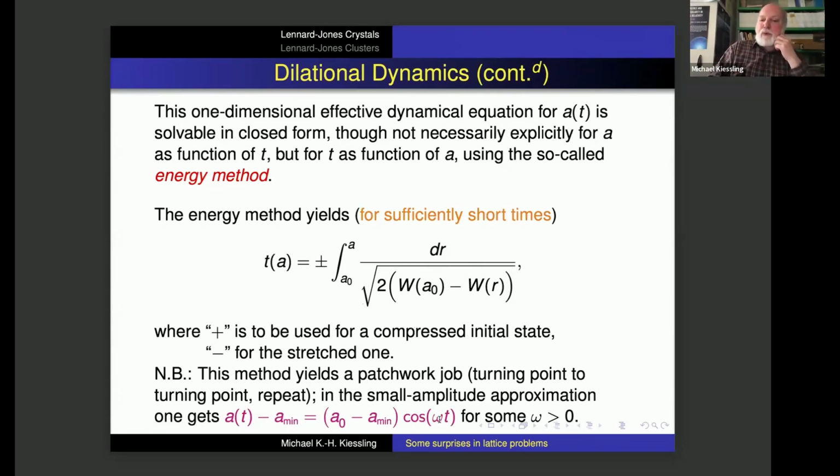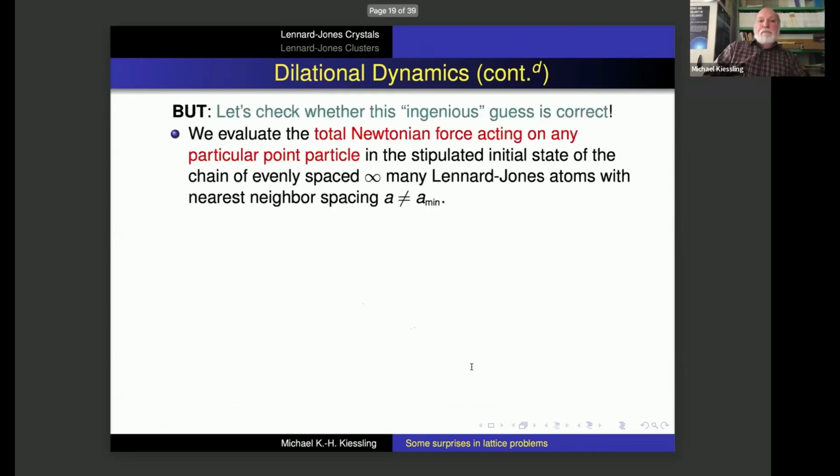I didn't bother to compute the omega. The omega depends on the constants of the Lennard-Jones potential. No? So, but that's just a harmonic motion in the neighborhood of the minimizing A. So far, so good. But what we did is we took a clever shortcut, right? So let's check whether this ingenious guess, ingenious in quotes, is correct.